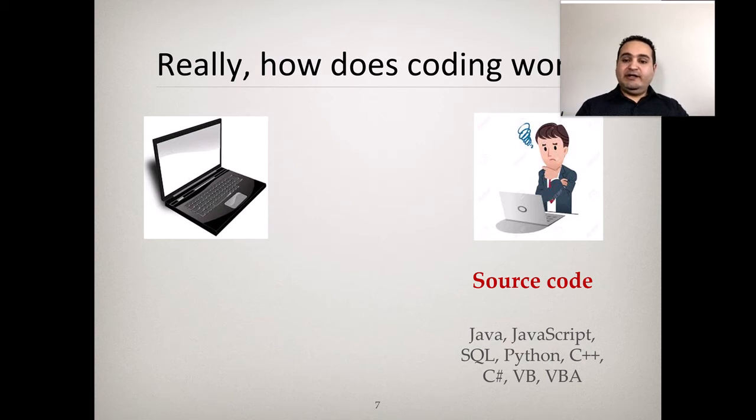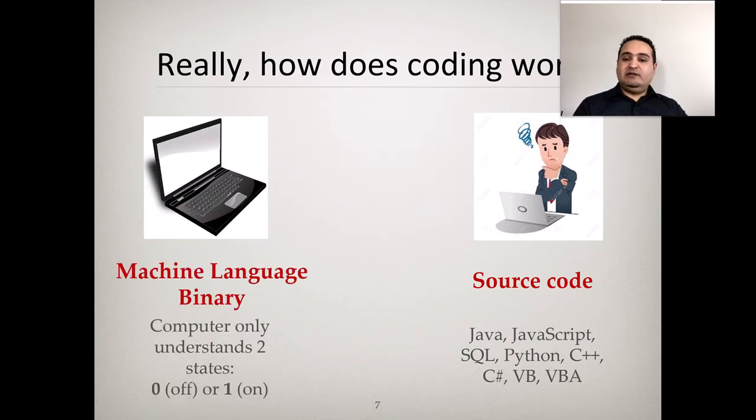Computers, unfortunately, don't understand the source code, or the plain English language that we use when we insert information in an application, for example, or in a form. Therefore, computers understand only machine language, which is a binary language, which is basically zeros and ones, and which means on and off, yes or no, or true or false. So we need to translate this source code into machine language, or binary language, for the computer to understand what we want it to do.